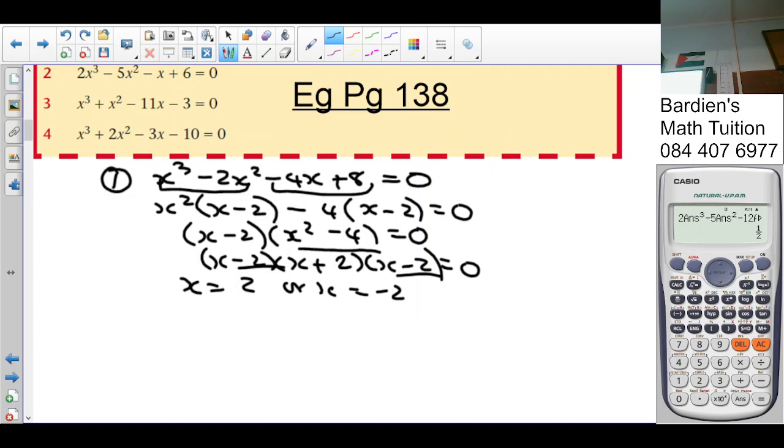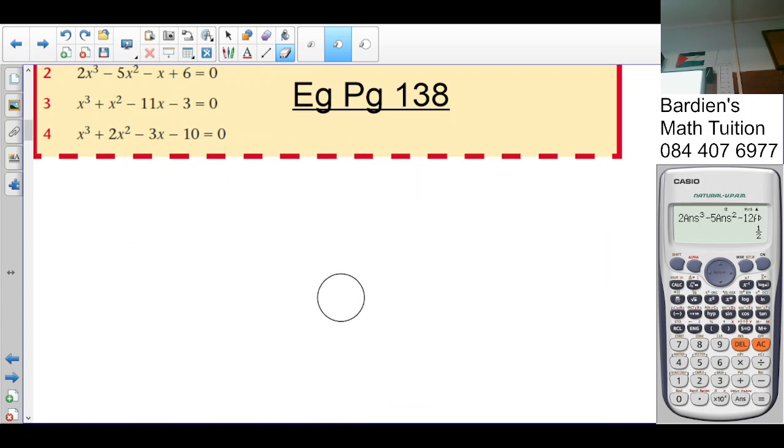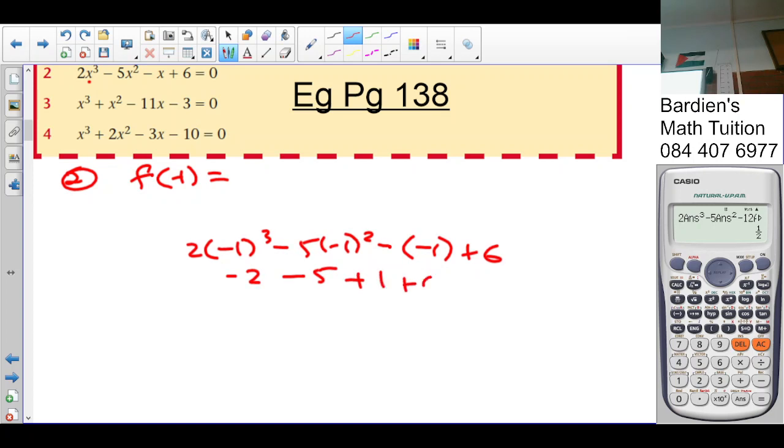Number 2, I would use that factorization which I did now in the previous 2 examples. So I'm going to test for a factor, so I test for f of 1. If I put 1 in here, which is going to give us 2 minus 5 is minus 3, minus 4, it's going to give you 2. So the 1 doesn't work. Go minus 1. So it's 2 times negative 1 cubed minus 5 times negative 1 squared minus minus 1 plus 6. So it's negative 2 minus 5 plus 1 plus 6. So that gives us 0.